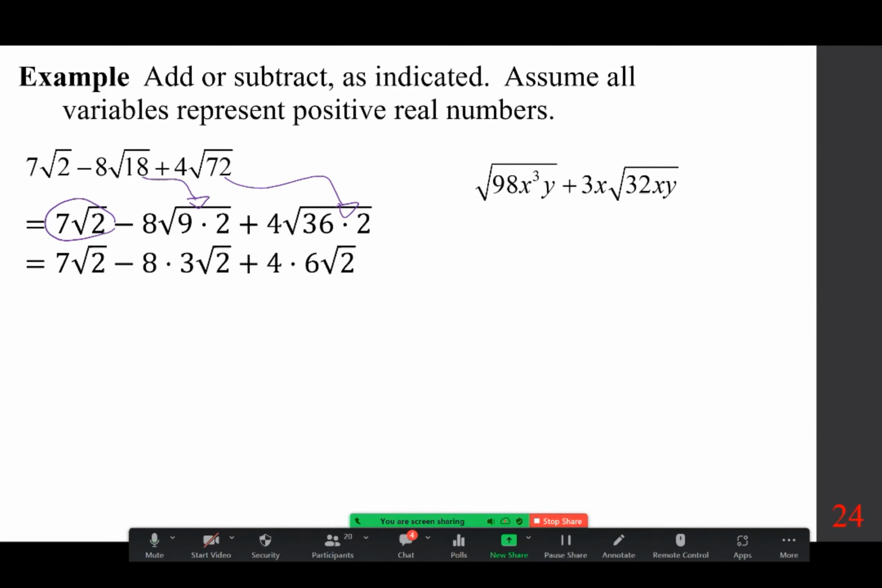So this is 7 square root of 2. This is minus 24 square root of 2. This is 24 square root of 2. And so you add 7 minus 24 plus 24. You add these numbers, and this number times the square root of 2.